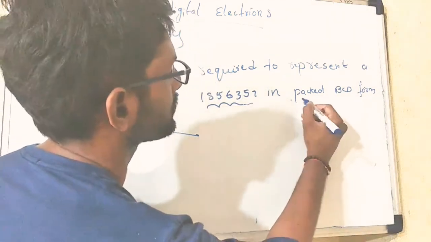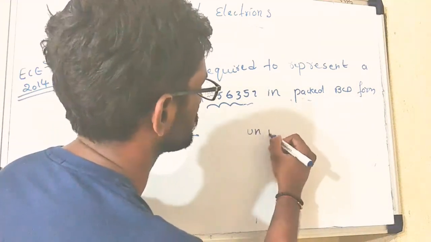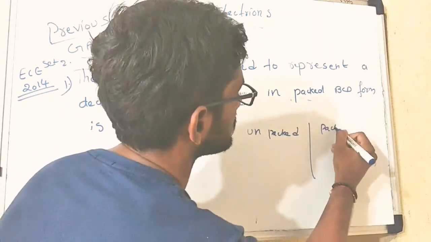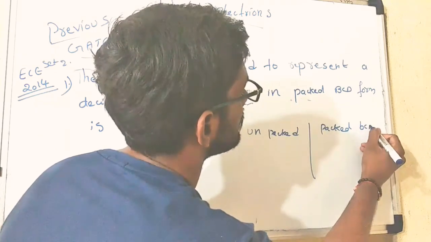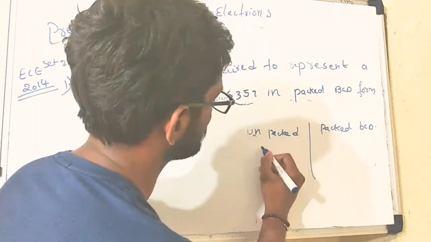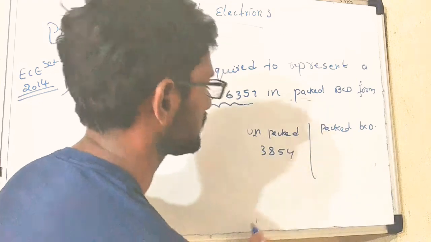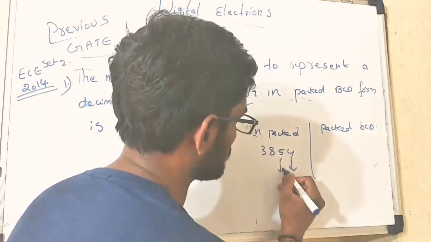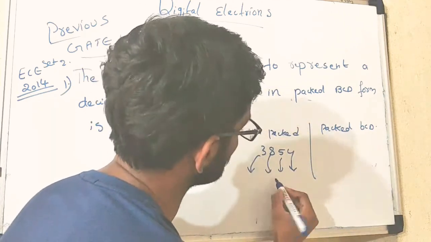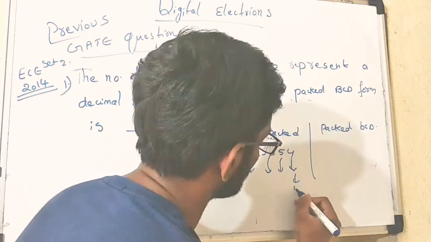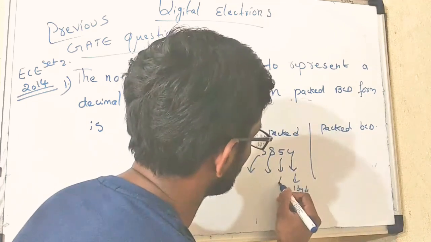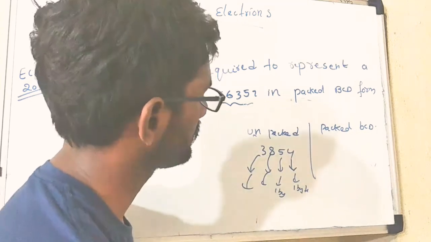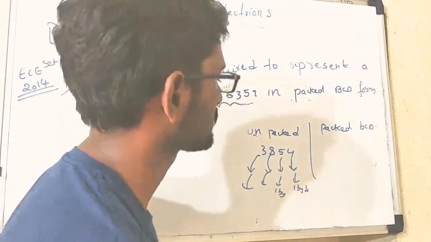First of all, before going to packed BCD, we will see the two types of BCD, unpacked and packed BCD. Let us take the number 3854. In unpacked BCD, each decimal value is represented individually. That means for 4 we require 1 byte, for 5 1 byte, for 8 also 1 byte, for 3 also 1 byte. Totally, in unpacked form, 4 bytes are required.